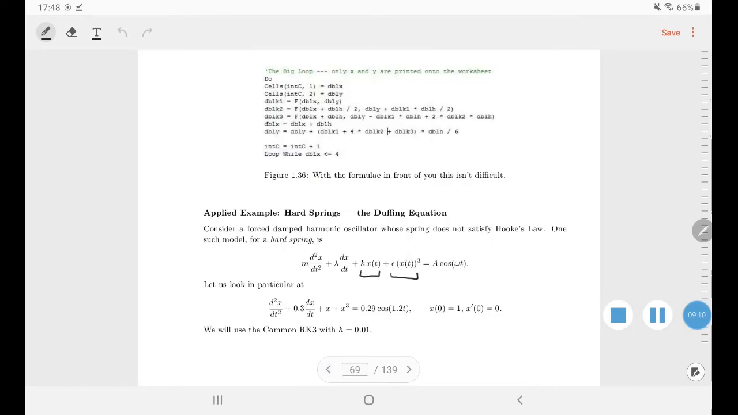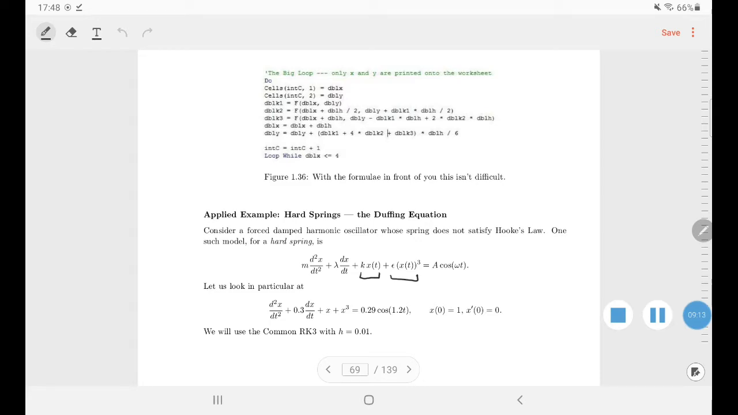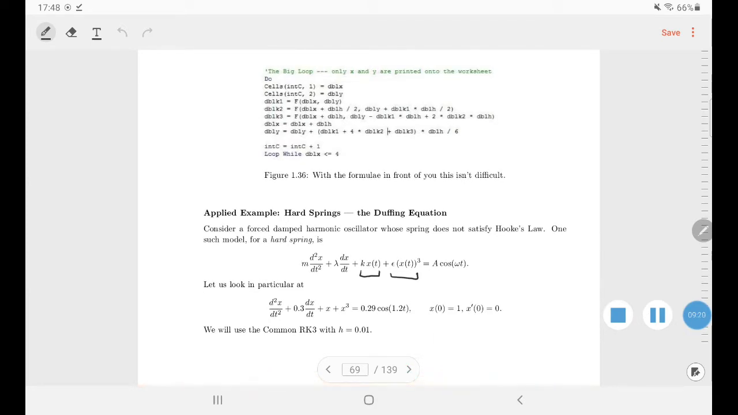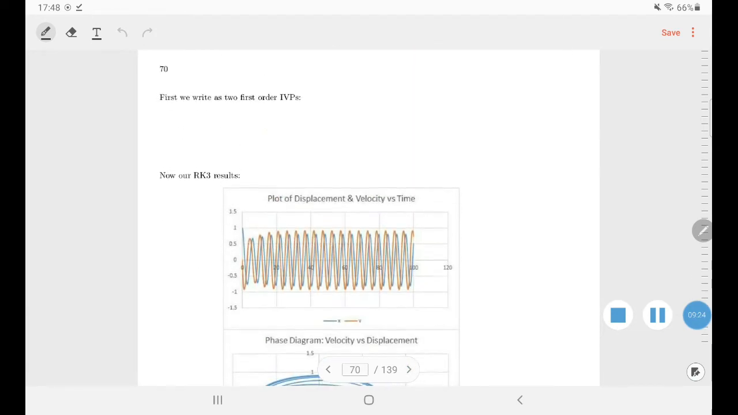Okay, look at a particular example, and we'll look at Runge-Kutta three with a step size of 0.01. Now what we have to do is rewrite this differential equation in terms of two first-order equations. So we'll go back and forth and try to figure this out. Up the top, let v be the first derivative, and then differentiate both sides with respect to t. So the derivative of v is dv/dt, and the derivative of the first derivative dx/dt is the second derivative.